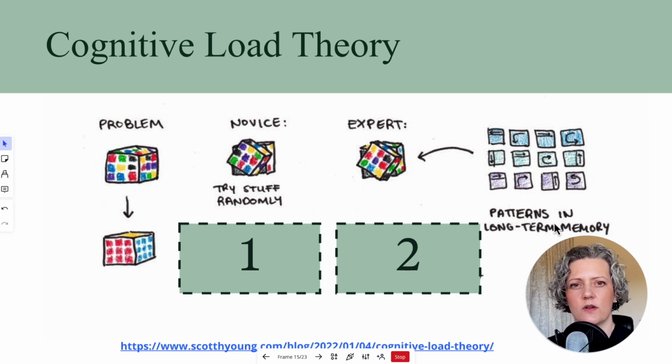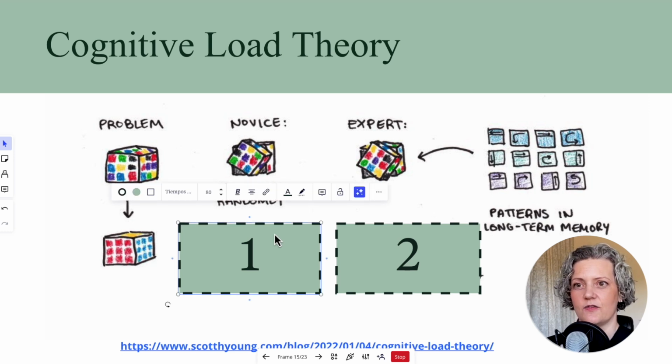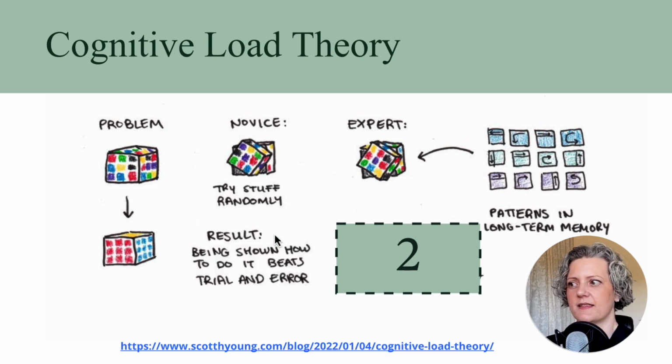And they're in their long-term memory. So it's seemingly effortless for them to produce the moves in the right order, in the right way to solve the Rubik's Cube. Whereas a novice like me, you're just kind of trying stuff randomly and it doesn't really work. So what we can learn about this for how to learn is, as a novice, being shown how to do it beats trial and error. That's how you get better at solving a Rubik's Cube. You get shown how to do it.